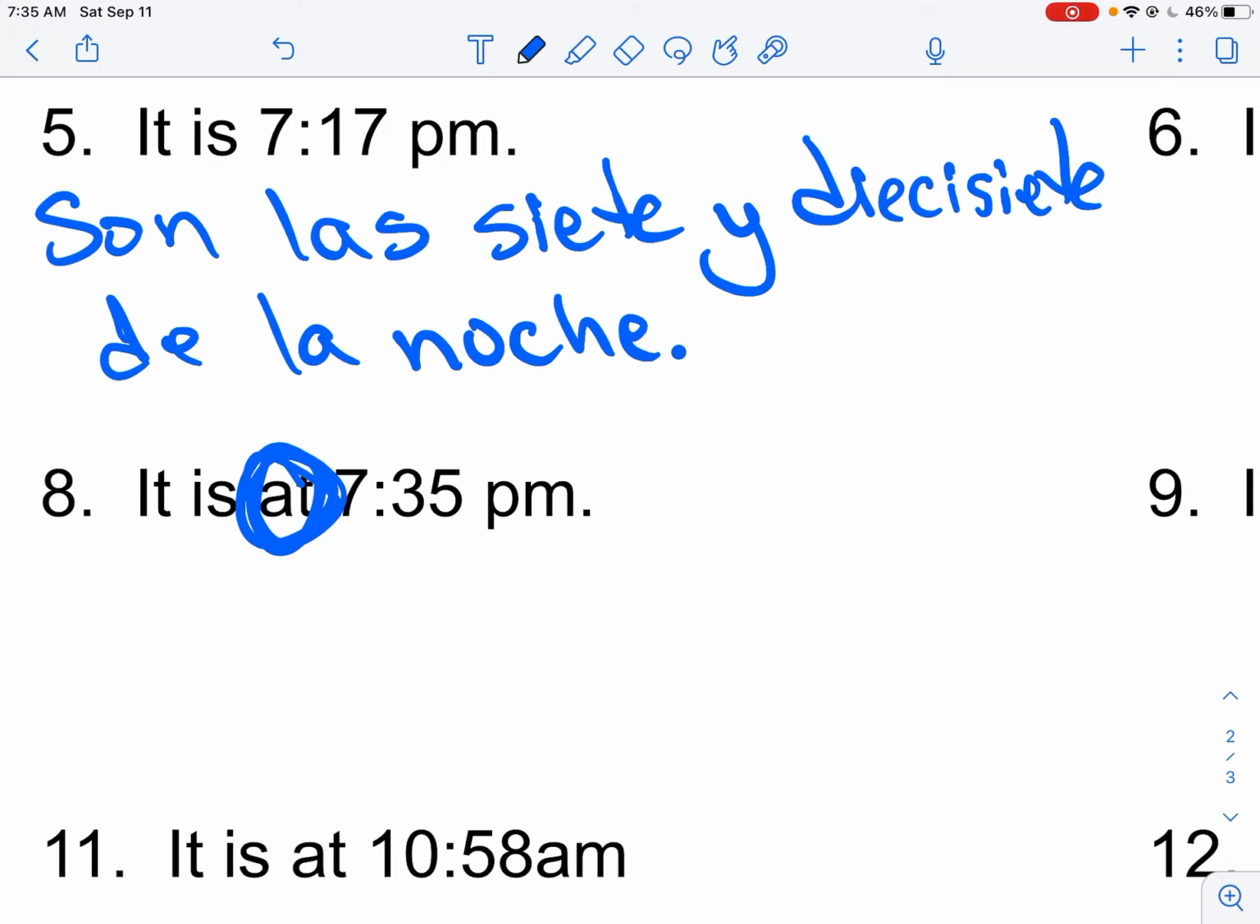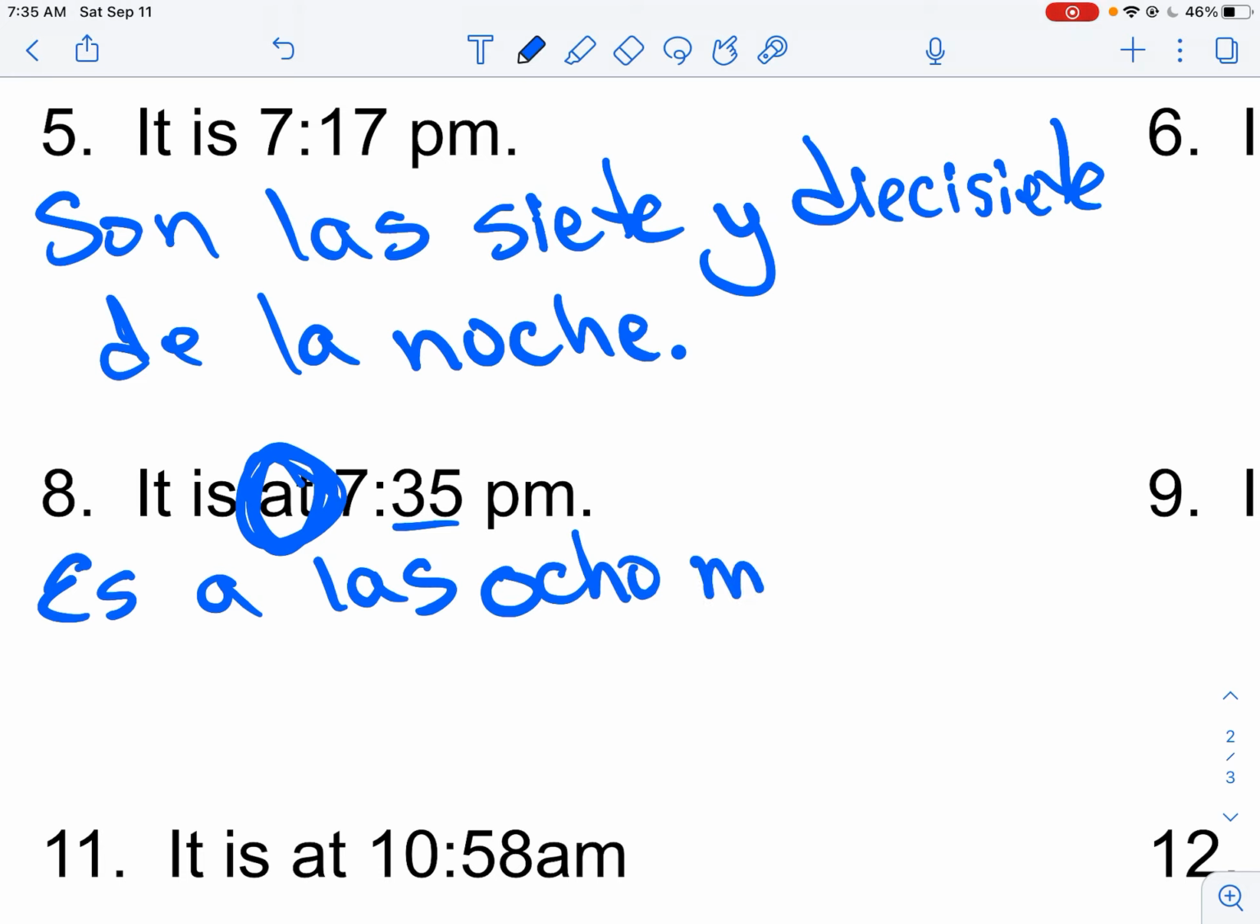Now, on this one, it says at. So, I need to do es a las... Now, this is after 30, so I need to write it as the next hour, which is ocho. And I take away time, menos, and that would be 25 minutes.